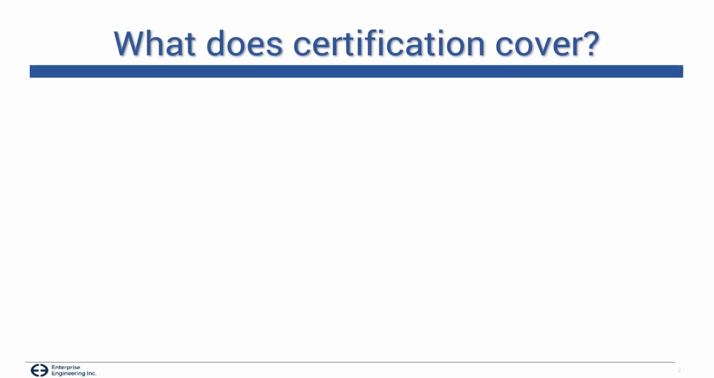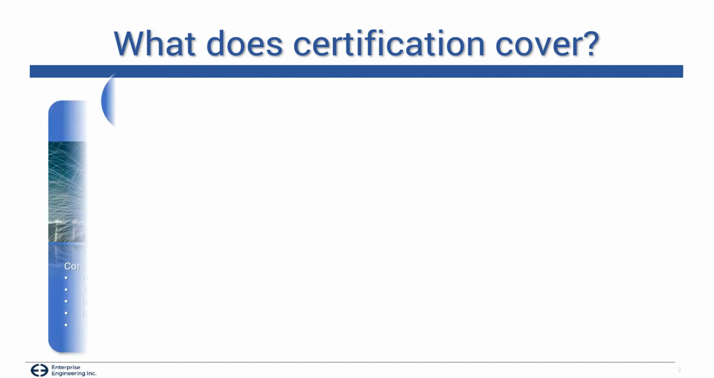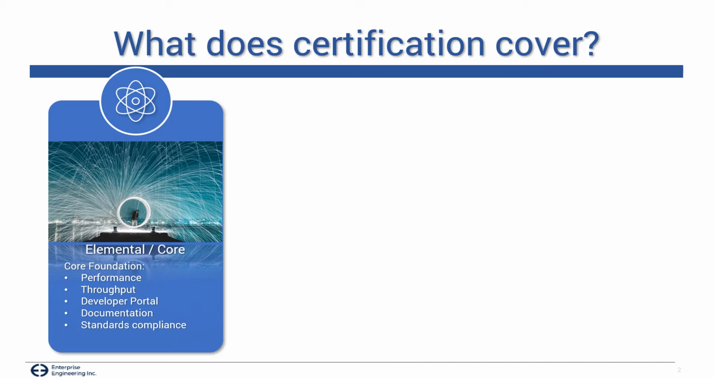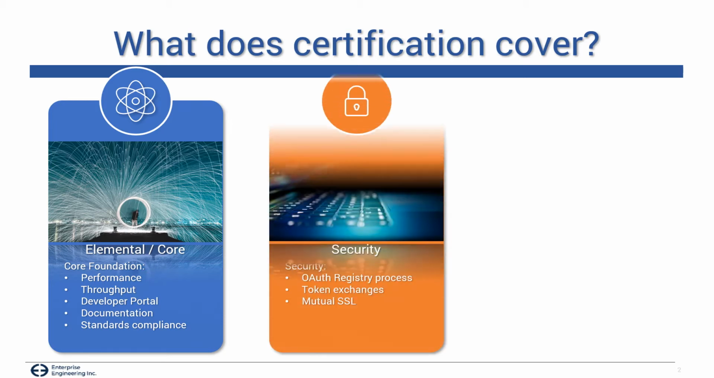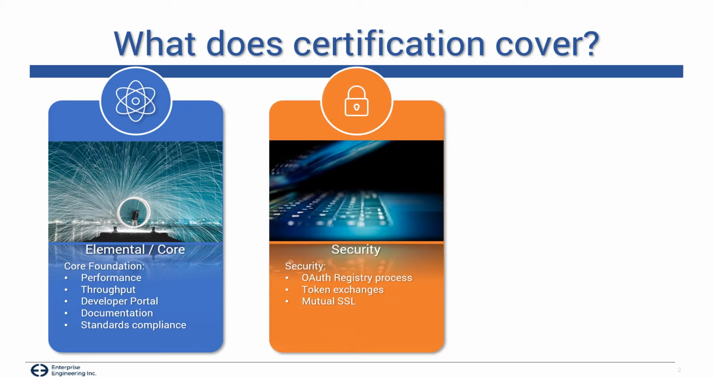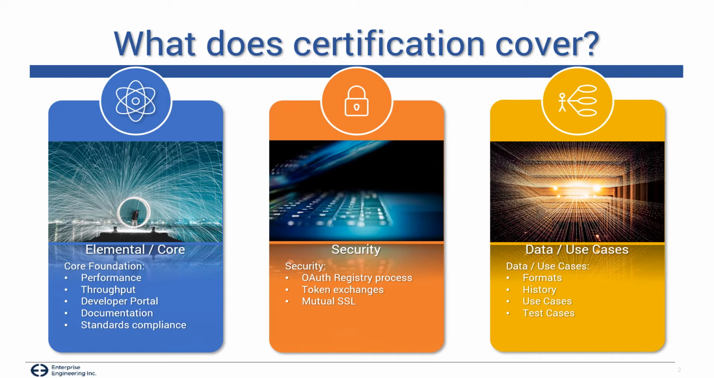So what's covered when we're certifying an API? Basically, it's three key areas. First and foremost, the elemental foundation parts to an API: the performance, the throughput, documentation. Then there's security, and then of course is the data itself.